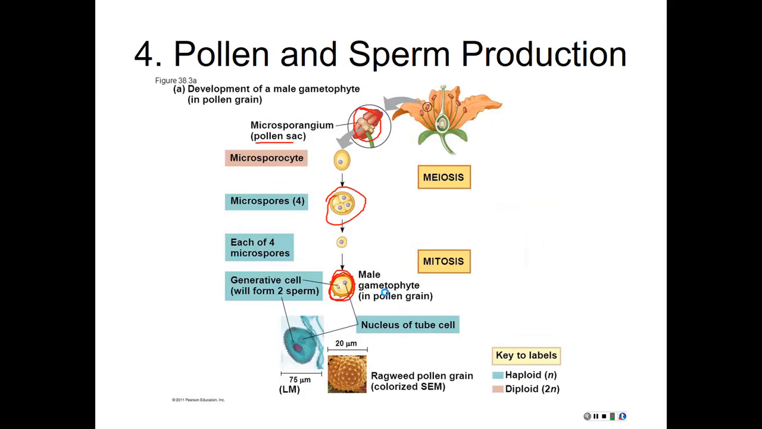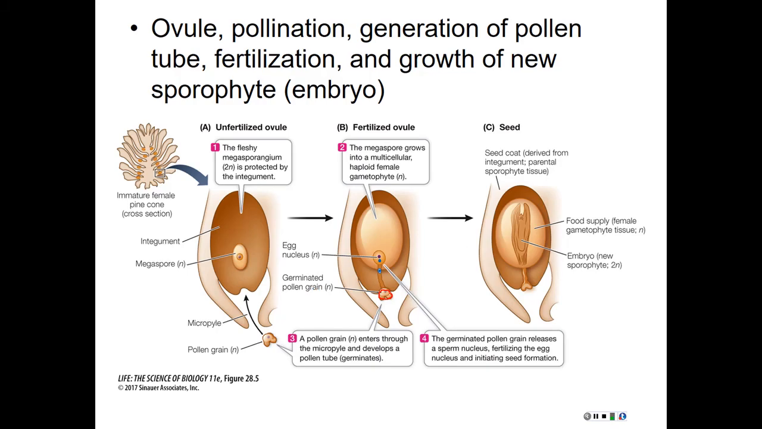One of the nuclei here is actually called the tube cell nucleus because it's going to germinate and elongate into that pollen tube. And the other nucleus here is called the generative nucleus. It's going to split and form sperm. So we grow a pollen tube and sperm gets sent down this pollen tube and discharged into the egg of the female gametophyte.